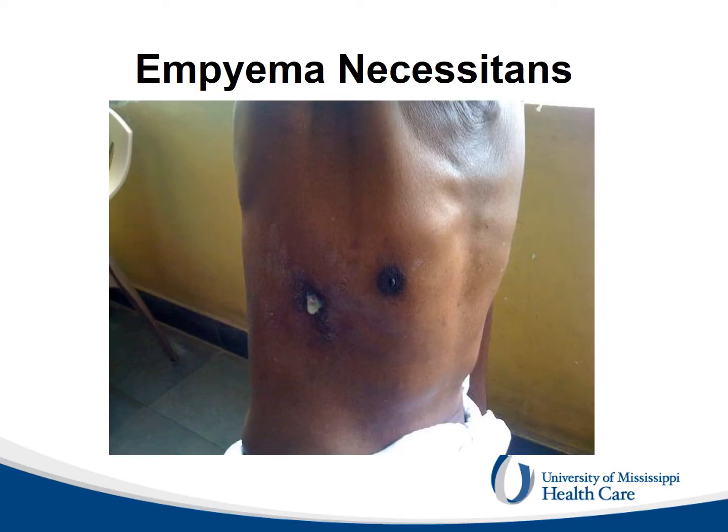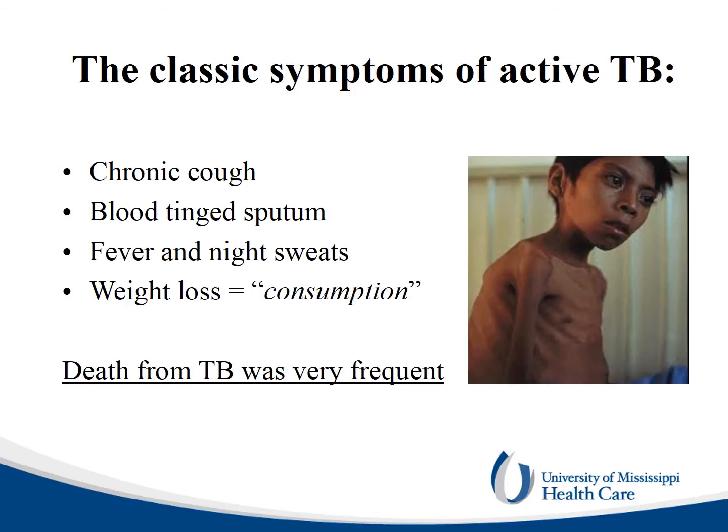Before the advent of antibiotics and chest tube drainage, it was not unusual to see patients in whom a chronic pleural and lung infection drained spontaneously outside the chest cavity, the so-called empyema necessitans. The classic symptoms of active TB are chronic cough, blood-tinged sputum, fever, night sweats, and weight loss, which leads to the so-called consumption. Most of these patients eventually died after a miserable and debilitating illness.